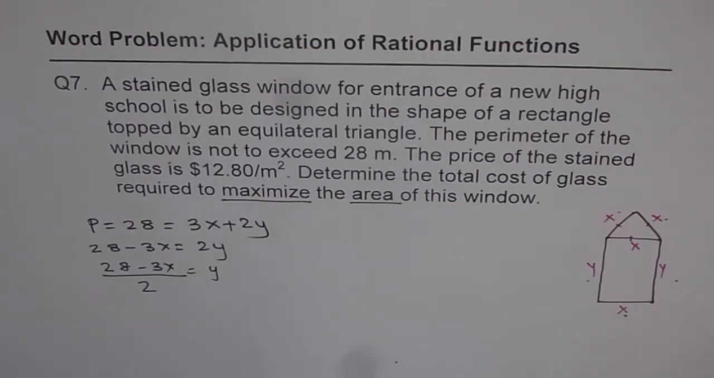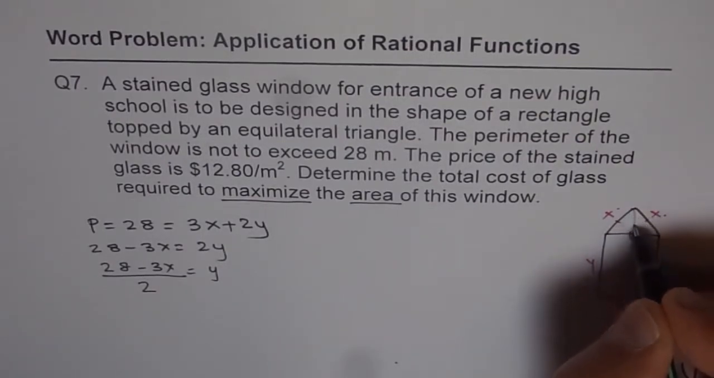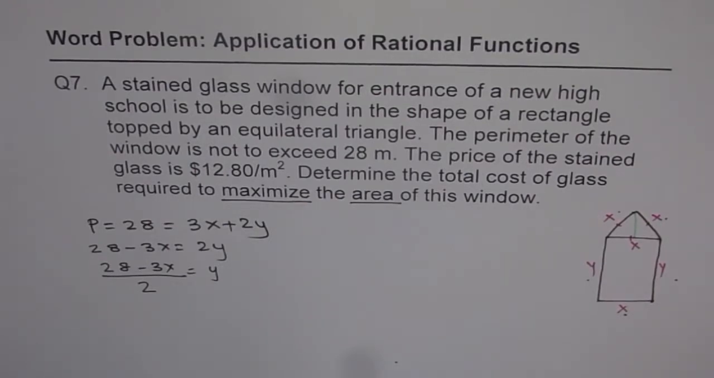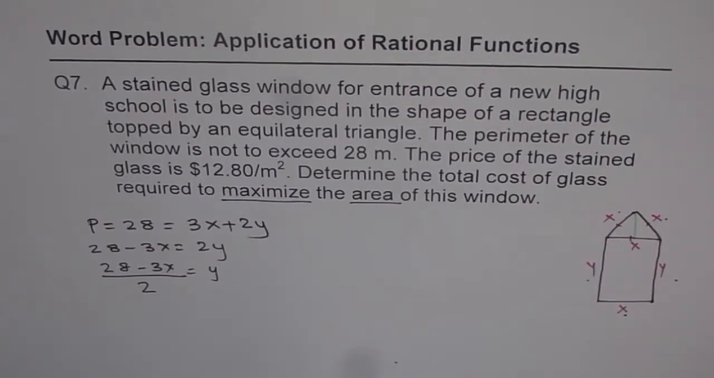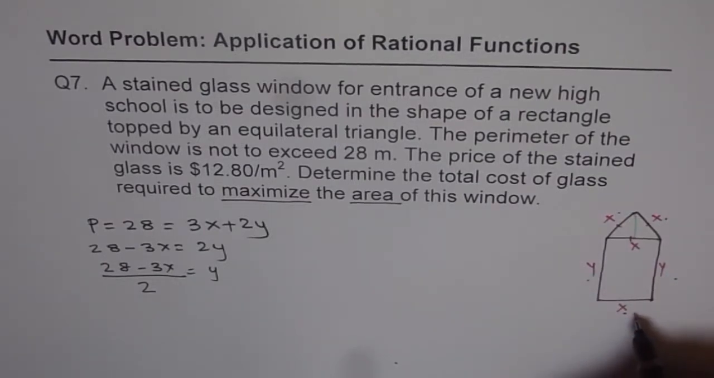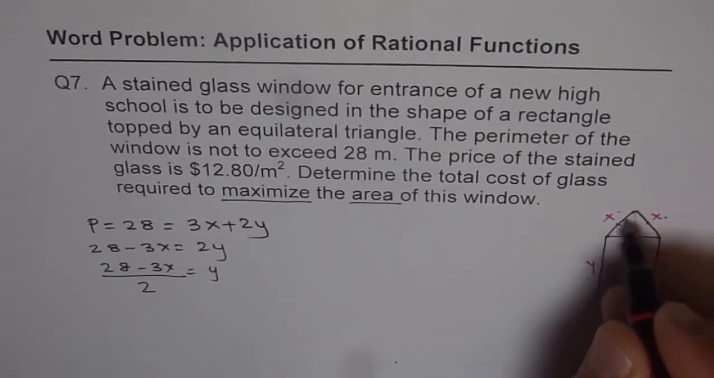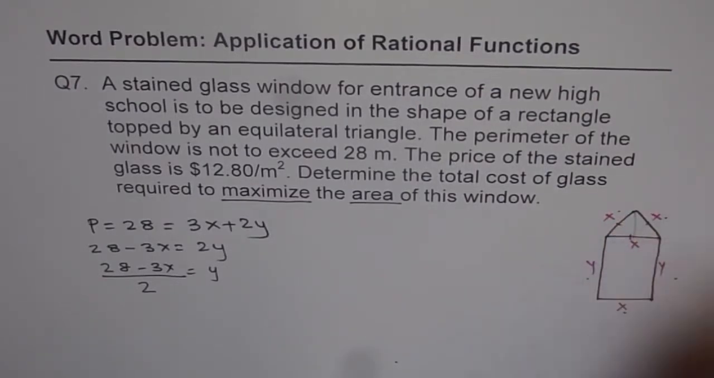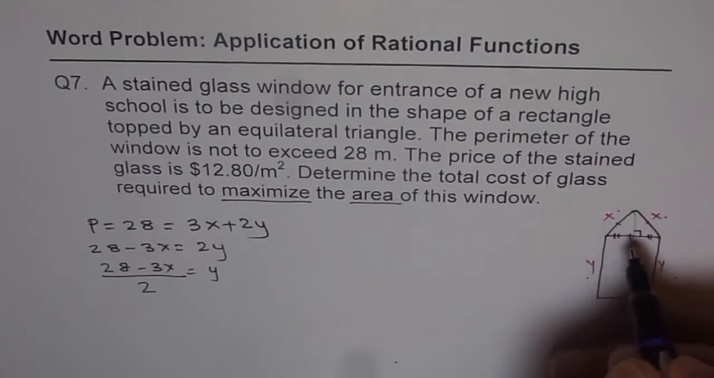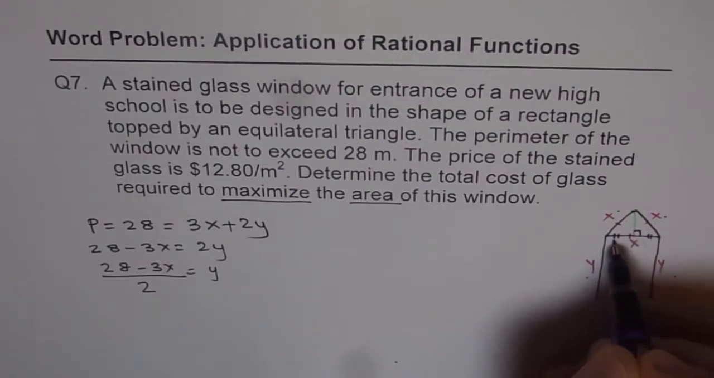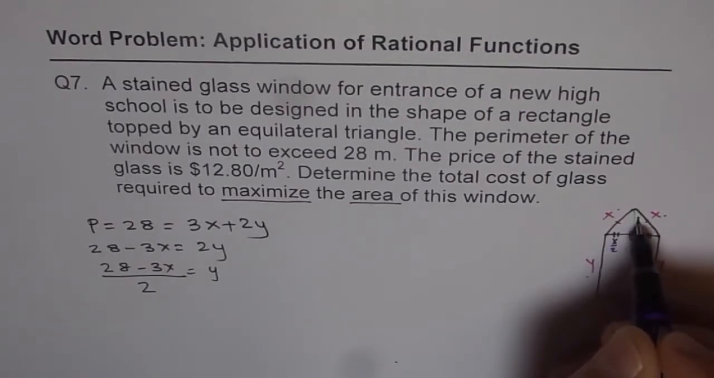The second part is to find the area. What is the area of this combination of an equilateral triangle and a rectangle? Rectangle area is simple, that is x times y. How about the triangle? Let's look into that. Consider an equilateral triangle and draw a perpendicular from the top. In an equilateral triangle, it divides the base into two equal parts. So x is the hypotenuse and x by 2 is half of the side. We need to find the height.